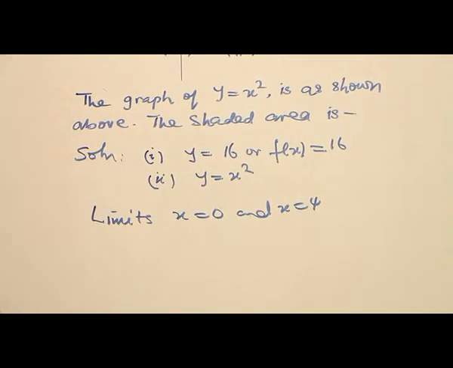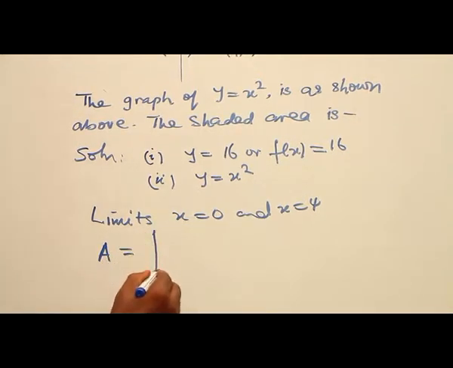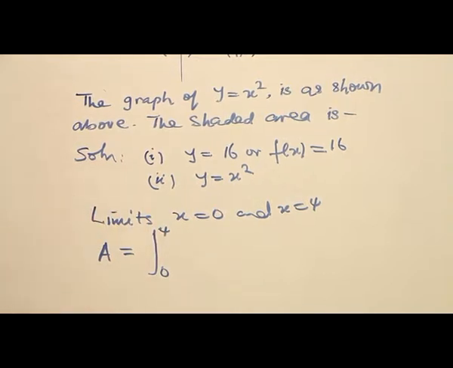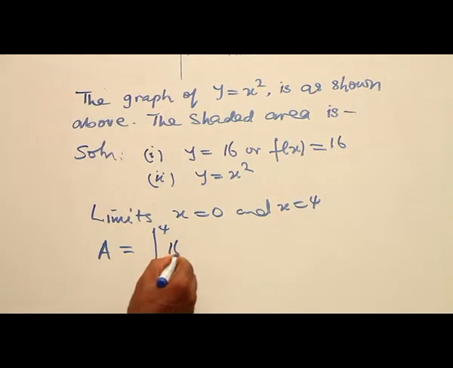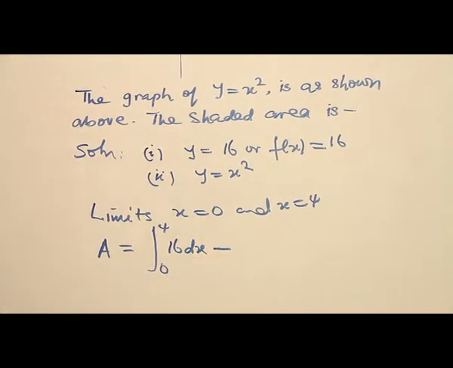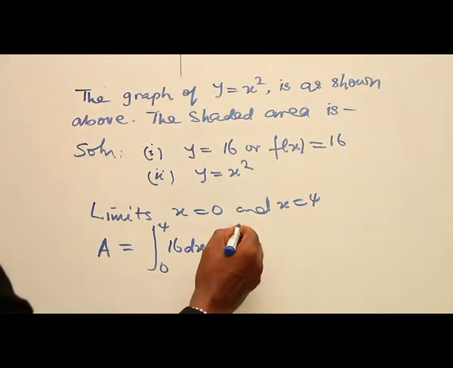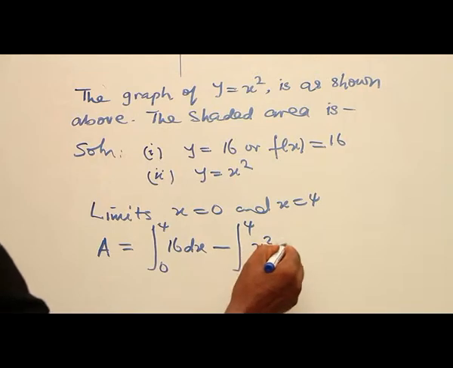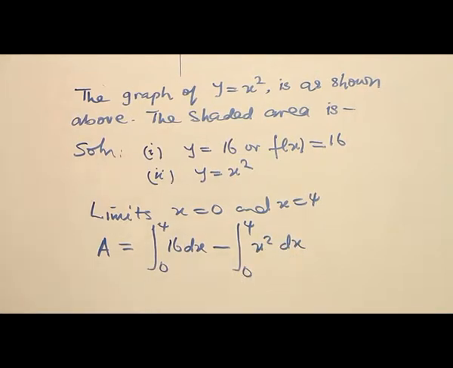So how do we find the area that is shaded? Therefore, the area A shaded will be equal to integrating from 0 to 4 of the linear function, which is f of s equal to 16. So that is 16 with respect to s. And then, of course, we will also subtract the region where the curve occupies, and that is from 0 to 4 of s squared with respect to s.